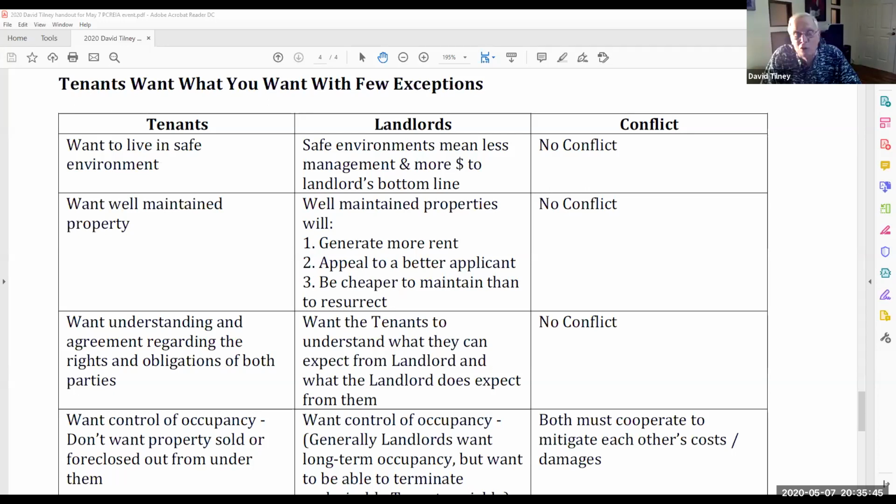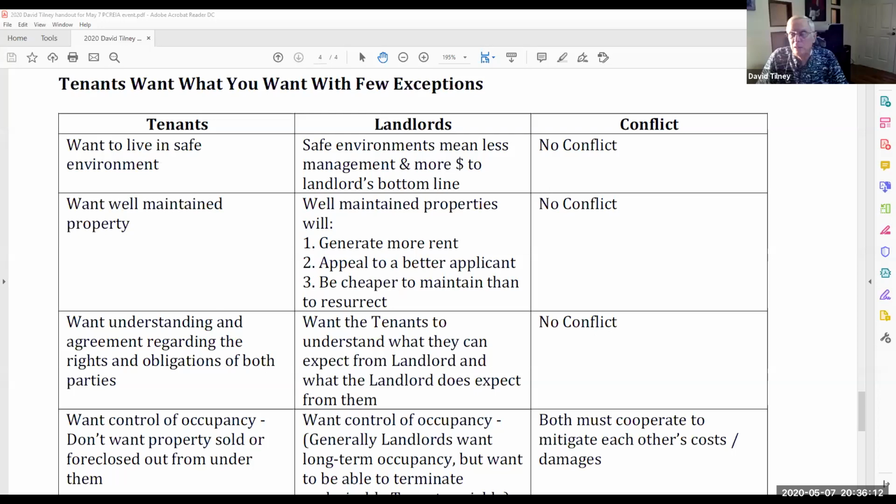It's much easier to manage and maintain a property that's not a war zone property. They want well-maintained property. Well, I do too. I find if you run property into the ground and have to resurrect them, it's much, much more expensive than taking care of them from day one. That doesn't mean I want castles. We had a lot of 800 square foot houses that worked great, but everything in them functioned right. They all worked and they were neat and clean, but they generate more rent, they appeal to a better applicant, and they're cheaper to maintain.